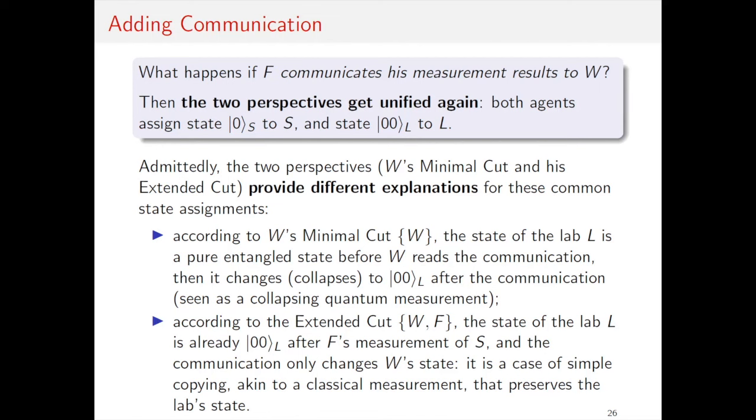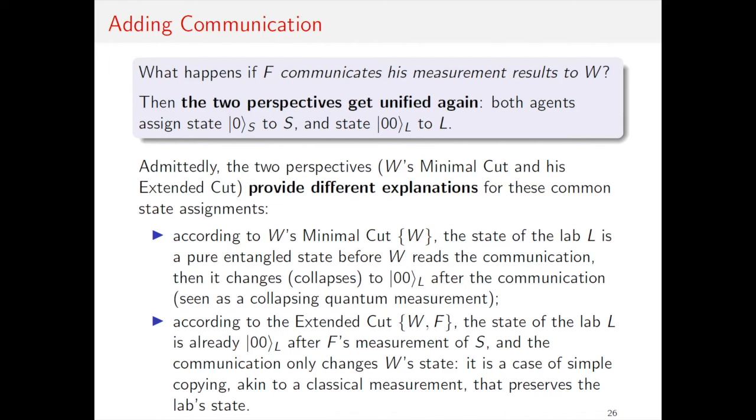According to the extended cut, or if you like, the friend's perspective, the state of the lab was already 0, 0 from the moment the friend saw it. Already that state. And the communication is a classical communication because it's just a simple case of copying. So there is no change of state of the lab because of the communication. It's just people get it, right? The 0, 0. So it's a different explanation.